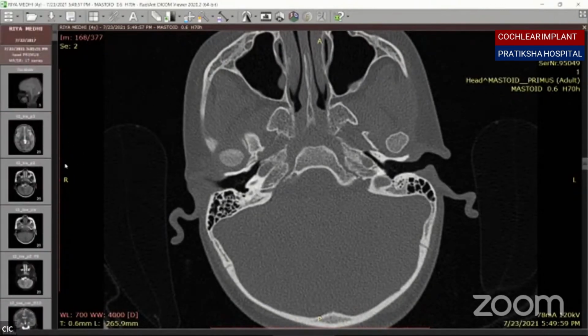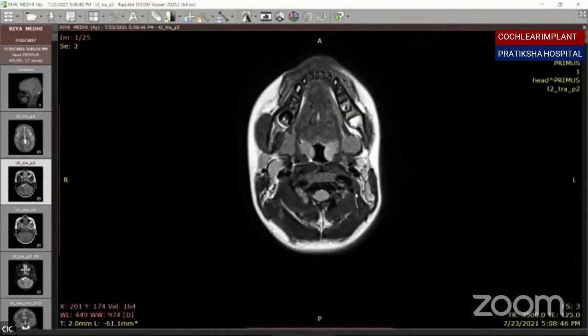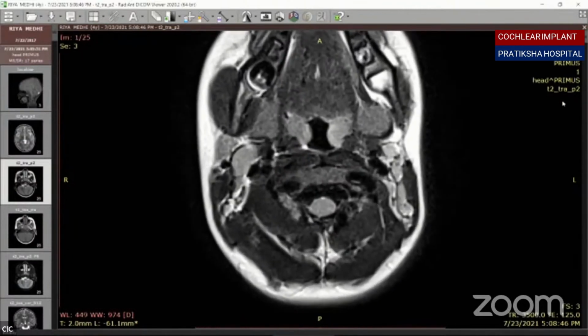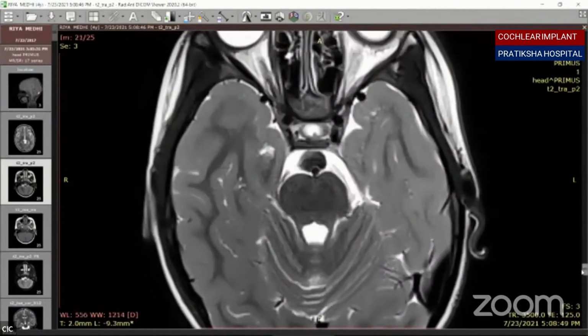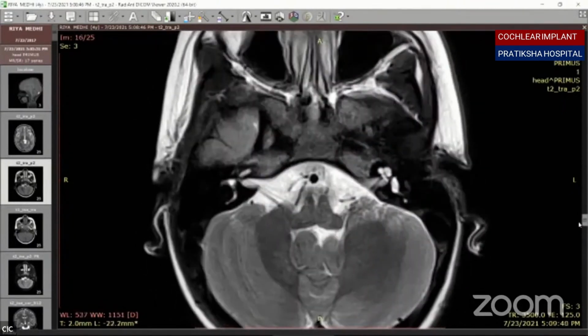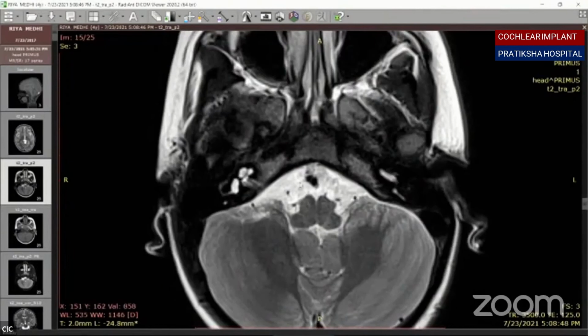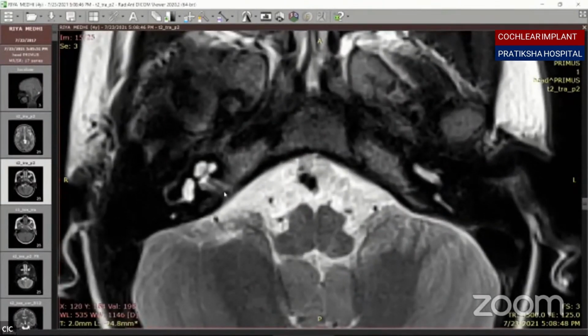The most important MRI is the T2 sequence. Why? Because we need to find a good fluid-filled labyrinth, and second, we need to have a good cochlear nerve. So let me just magnify, again going from upward to downwards. Let's check both the sides. So we see a good fluid-filled cochlea here and the labyrinth, the semicircular canal and the vestibule. Secondly, if we magnify even more, we can also trace the nerve here.